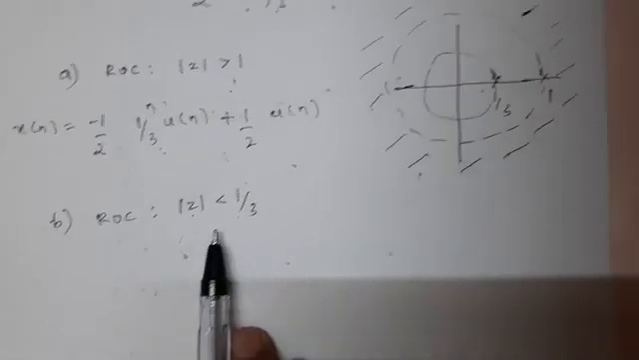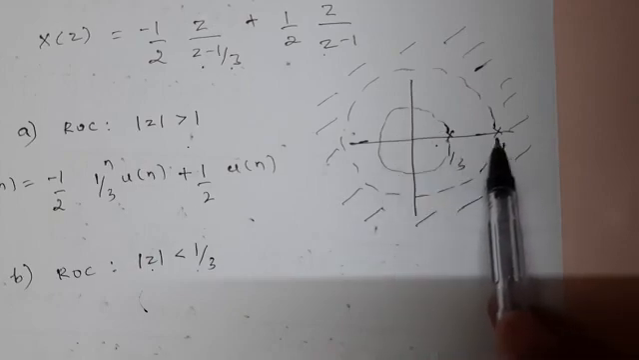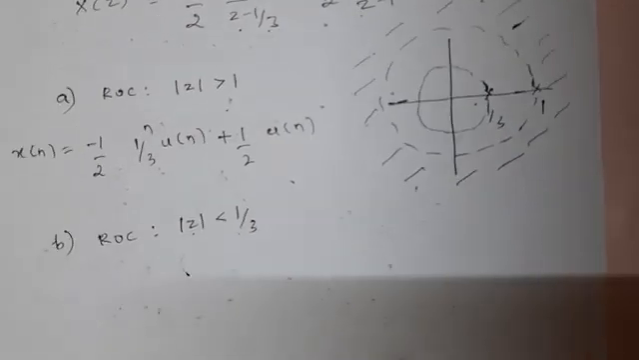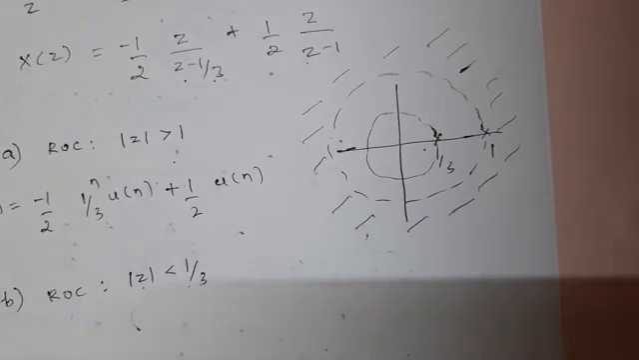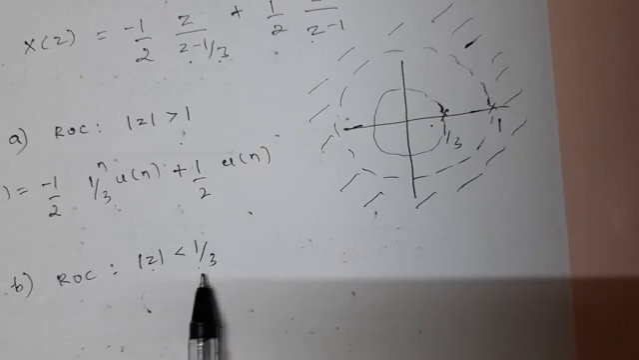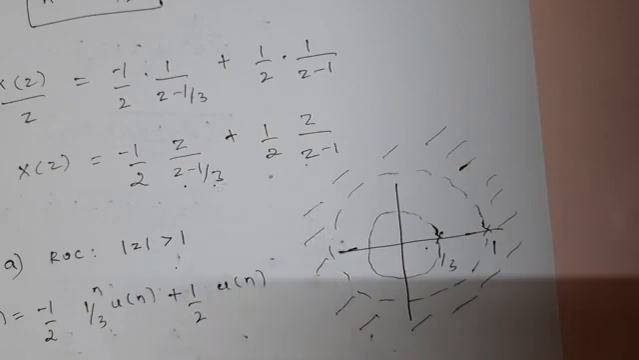Z less than 1 by 3 means what? So your ROC is somewhere here. Less than 1 by 3 means it is obvious that it is less than 1 also. And hence, you know that ROC is interior to the circle for a negative time exponential sequence. Example, x of n is minus b to the power n u of minus n minus 1. For that, your Z transform was Z divided by Z minus b, and ROC was Z less than b. Similarly, this is indicating Z less than 1 by 3, and hence both these equations are now negative time exponential sequences.